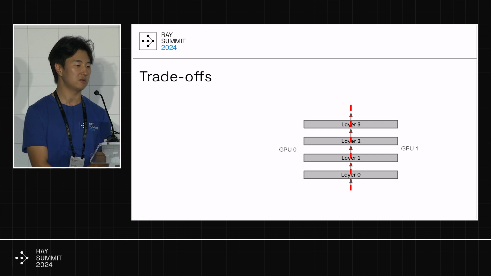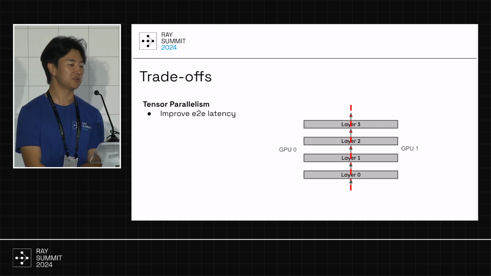Then what's the trade-off? As you can see, tensor parallelism shards your weights horizontally, and then you're able to run each computation concurrently, so it can improve end-to-end latency.